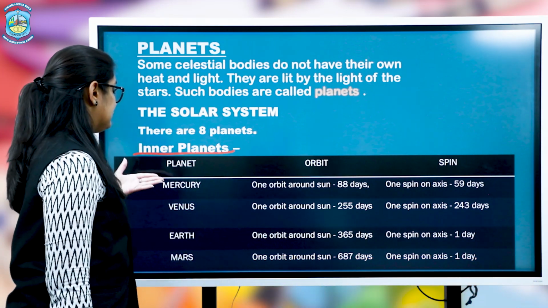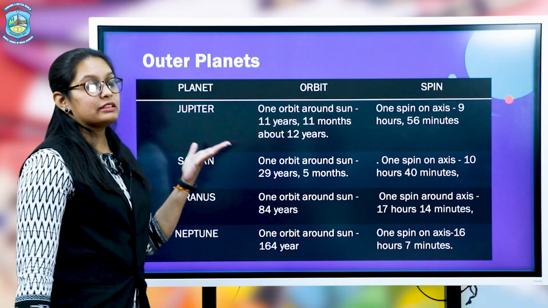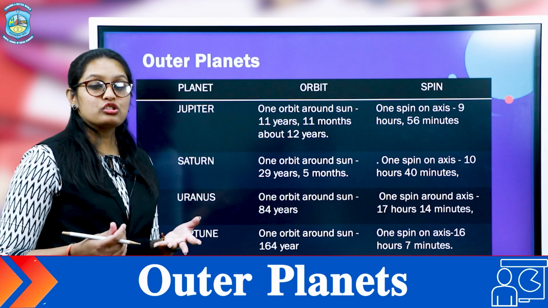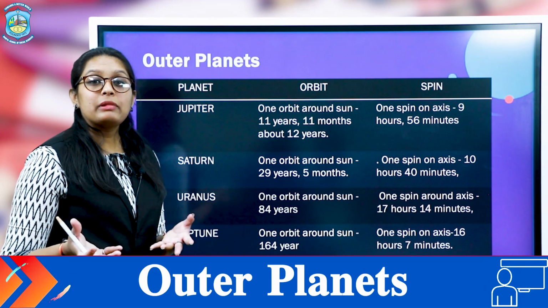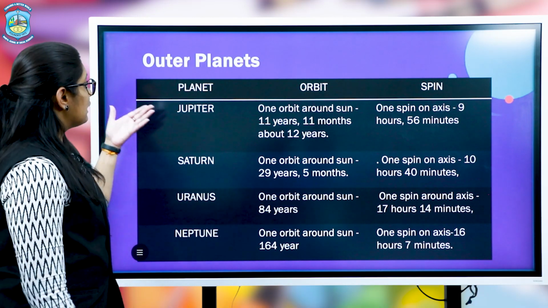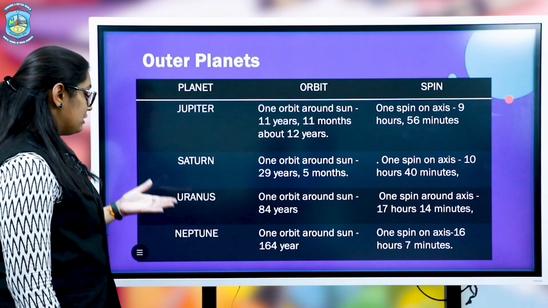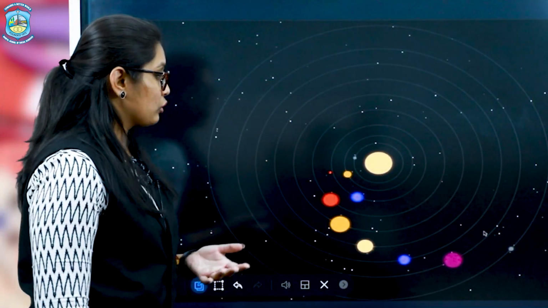The inner planets are Mercury, Venus, Earth and Mars. Now outer planets are those planets which are big in size and far away from the sun, and they are made up of liquid and gases. The outer planets are Jupiter, Saturn, Uranus and Neptune. So this is how the solar system looks.